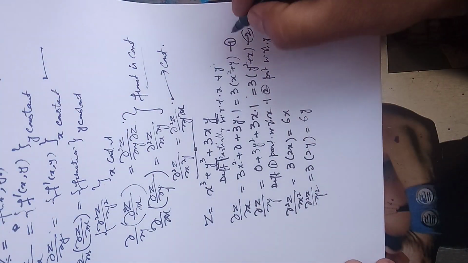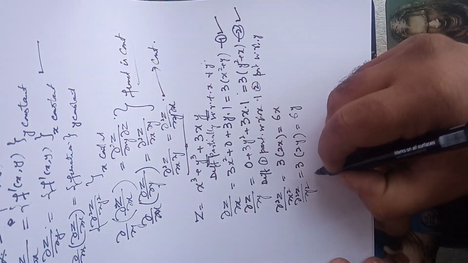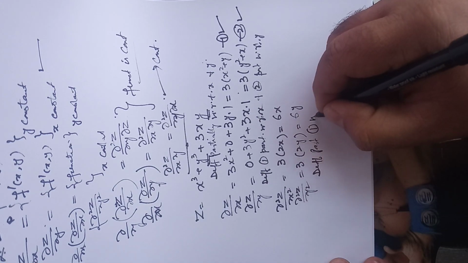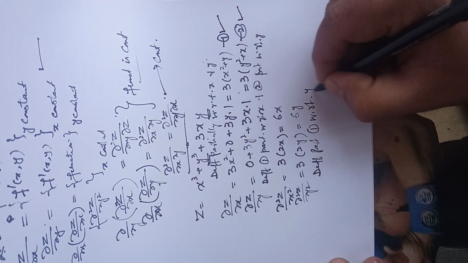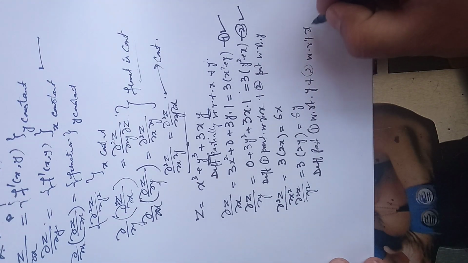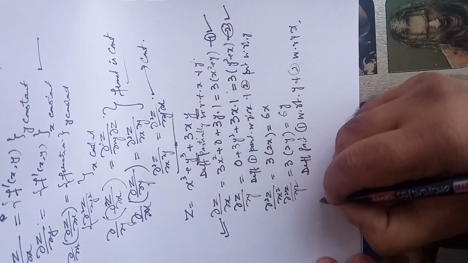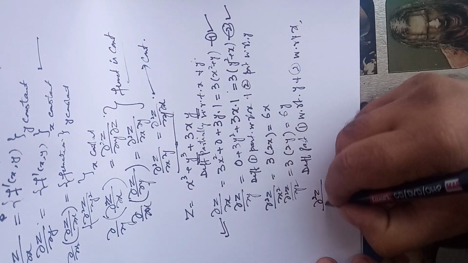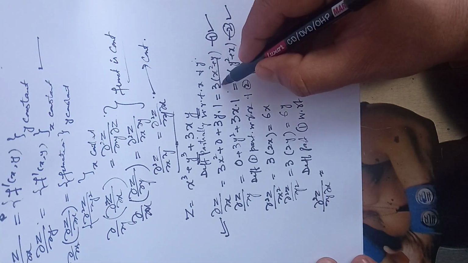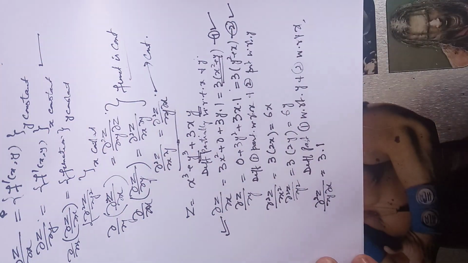Now, if I differentiate partially first with respect to y and second with respect to x, what will I get? This is del 2z del y del x. You have to differentiate this function with respect to y. 3 is constant, the derivative of xy is x, and the derivative of x is 0.